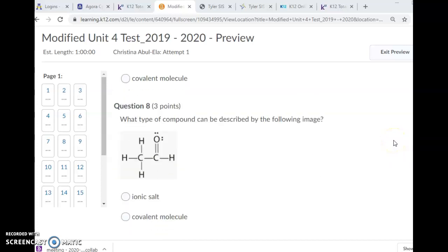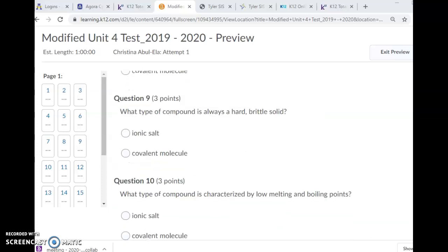Question 8. What type of compound can be described by the following image? An ionic salt, a covalent molecule. Question 9. What type of compound is always a hard, brittle solid? An ionic salt, a covalent molecule.